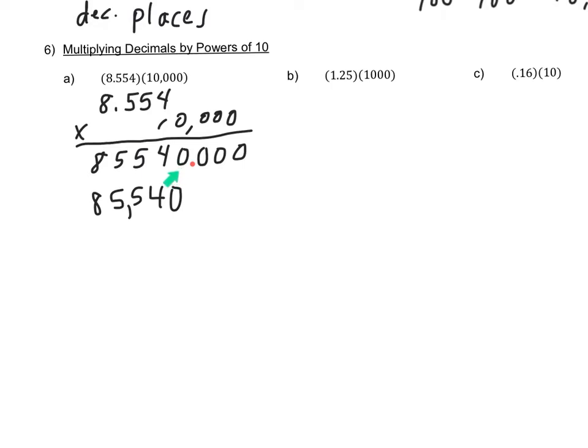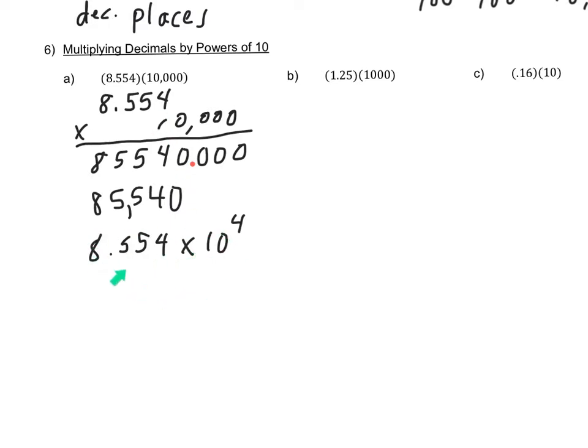So there's the decimal. So this is our answer, 85,540. So now let's take a look at this as an exponent problem. 10,000 would be 10 to the 4th power. So here I just rewrote the original problem, 8.554. But 10,000 is 10 to the 4th, because 10 times 10 is 100, 100 times 10 is 1,000, 1,000 times 10 would be 10,000.